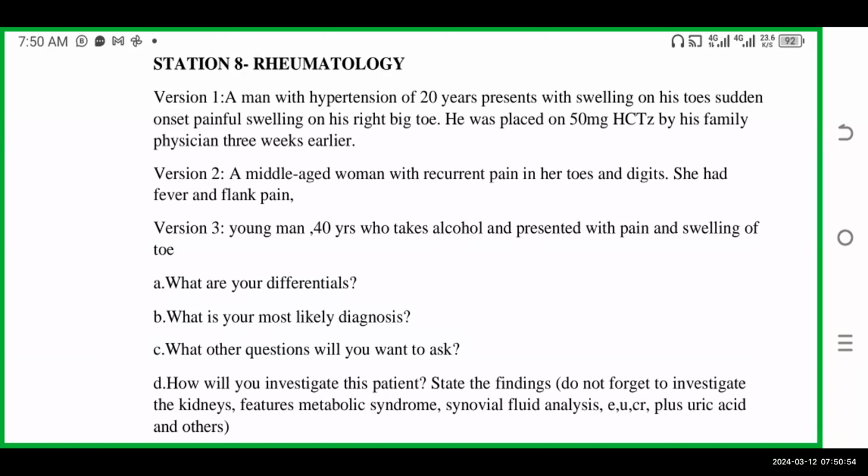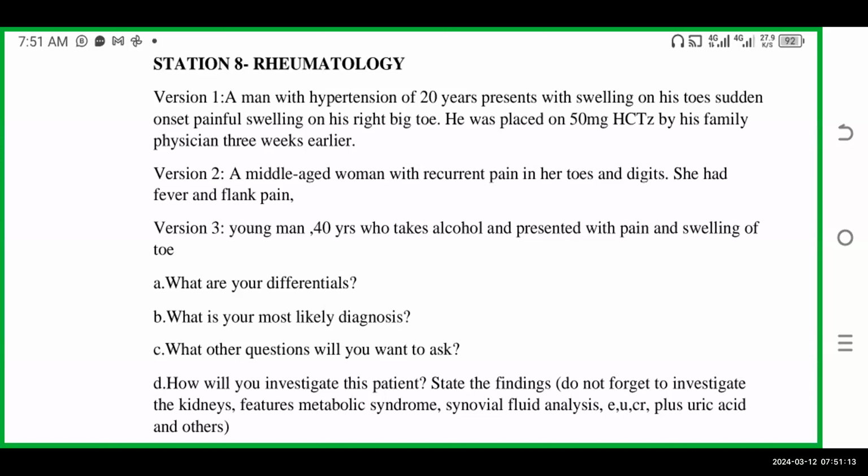Should I answer each one as we're going, or try to fathom what the differentials are, or should we read all three versions first? I think they are similar scenarios that come in different patterns, but I think they're still pointing towards the same thing. Okay, fine.